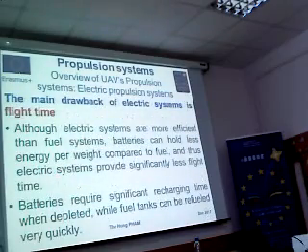However, the main drawback of the electric system is the flight time. So you can see that the batteries can hold less energy per weight compared to the fuel. So the electric system provides significantly less flight time. So if we want long flight time, we will not use the electric propulsion system.